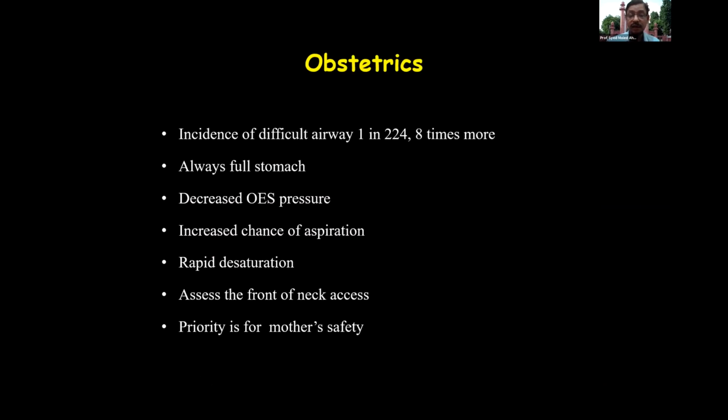So let's come to the next. In obstetric patients, the incidence of difficult airway is 1 in 2 to 4, that is around 8 times more. You should always expect that these patients are full stomach. At the same time, the esophageal sphincter tone is decreased. So you always anticipate that there's a chance of aspiration. And because of the changes in lung characteristics during pregnancy, they have rapid desaturation. Before you take up these patients, always try to access the front of neck, the cricothyroid membrane, and priority is always given to the mother's safety.